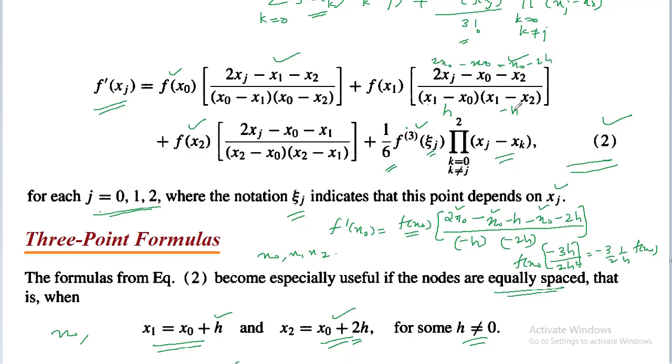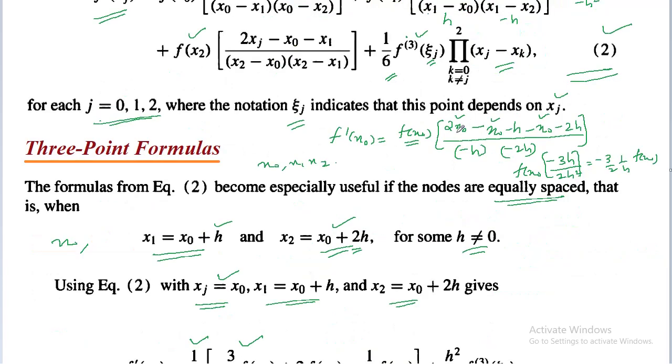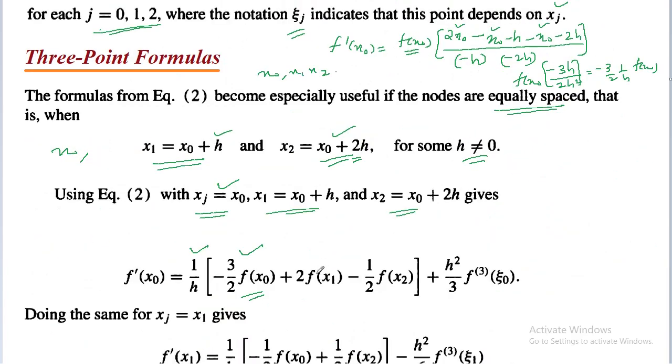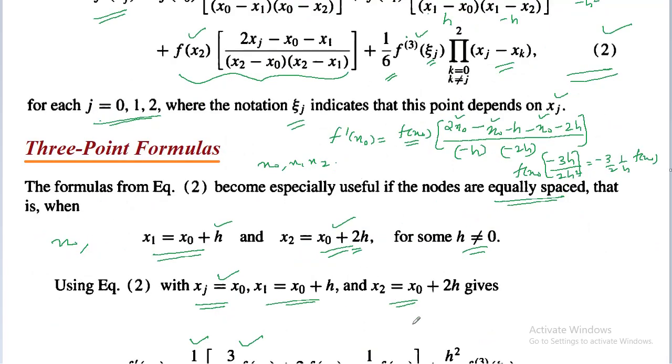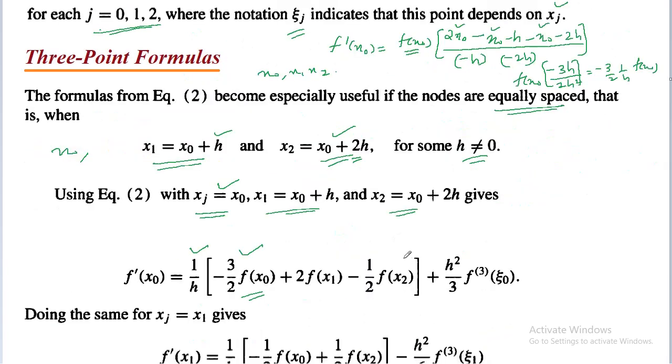So minus 2h divided by minus h square. So this will be minus 2h divided by negative h square, so 2 by h. So here we have f of x1 into 2 by h. Yeah, 2 into f of x1 divided by h is here, right? And in a similar way we can find this also. So simplifying this, we get minus 1 by 2 into f of x2 divided by h will be there.